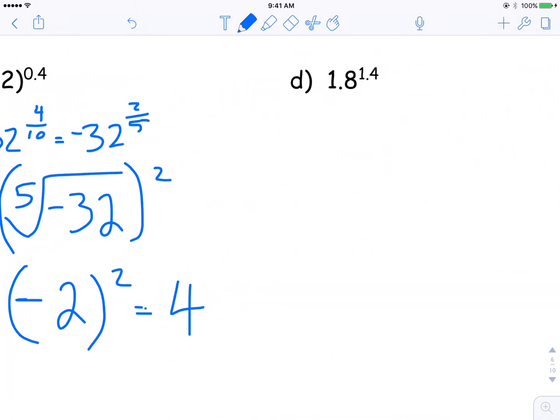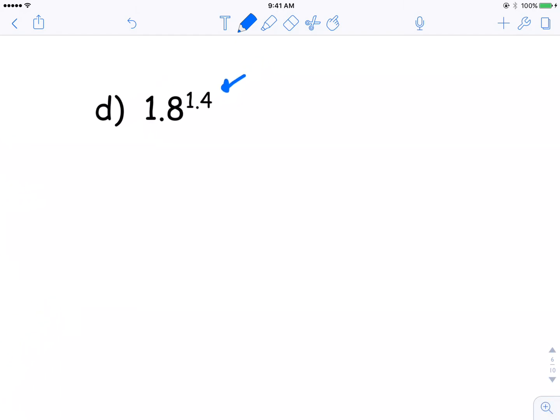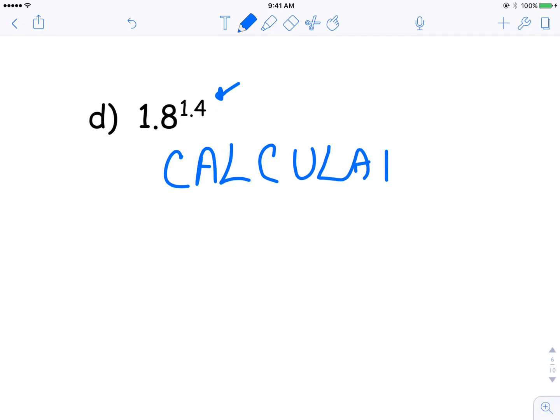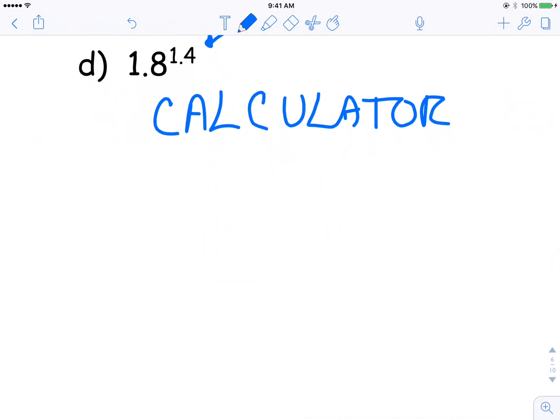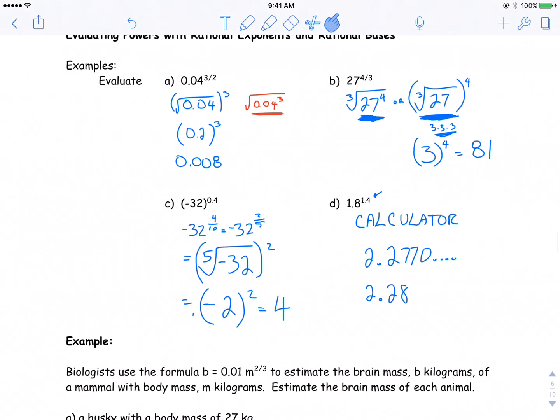And our last example here, D, 1.8 raised to the power of 1.4. Now, sometimes these funky rational exponents just don't work out very nicely. So here, you know what? Just go straight to your handy dandy calculator, punch in 1.8 raised to the power of 1.4, and you get 2.2770 something something something, or 2.28 if you have to round it. And there are those examples evaluated.